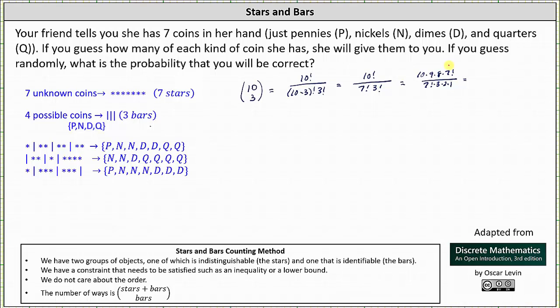Simplifying, 7 factorial divided by itself simplifies to 1. 8 and 2 share a common factor of 2. There's 1, 2, and 2, and 4 2s in 8. 9 and 3 share a common factor of 3. There's 1, 3, and 3, and 3 3s in 9. We're left with 10 times 3 times 4, which is 120. There are a total of 120 possible outcomes.